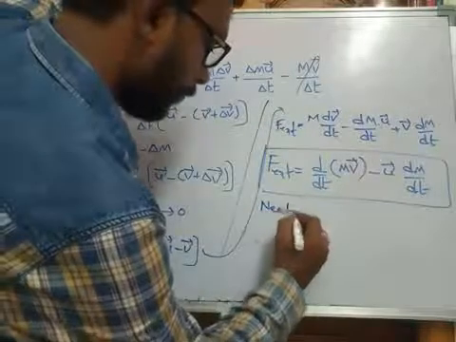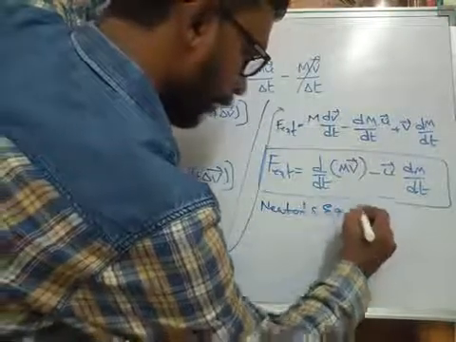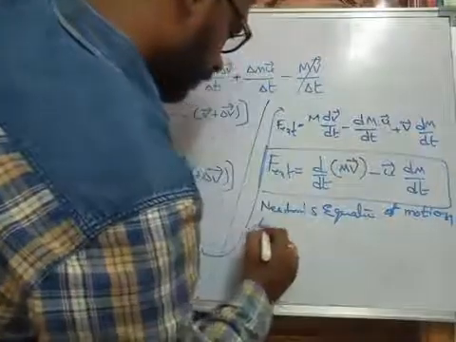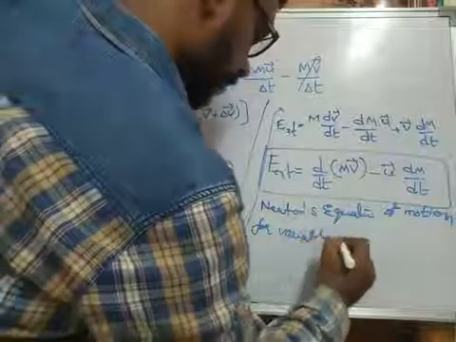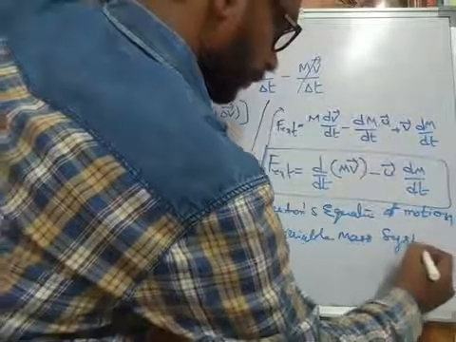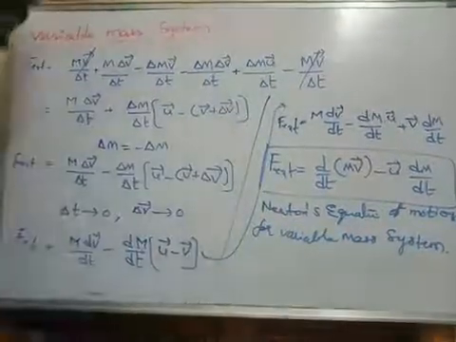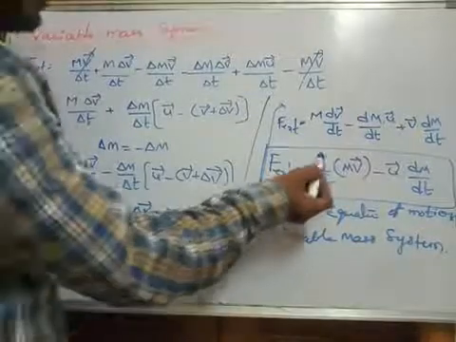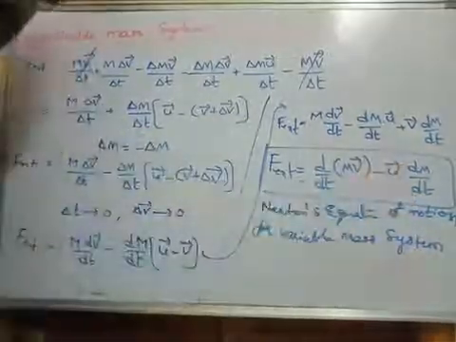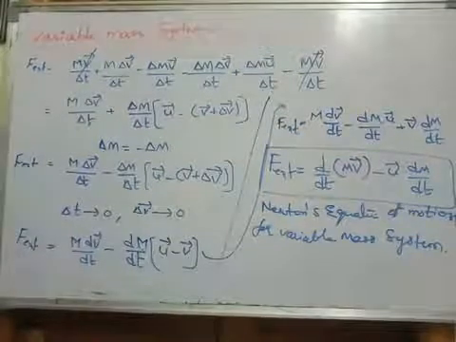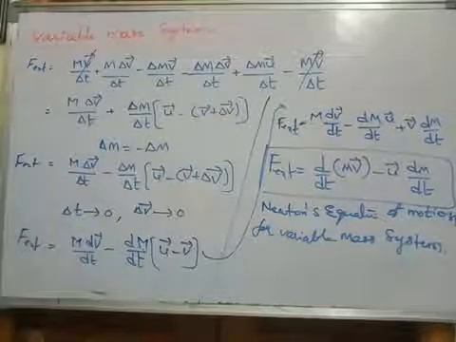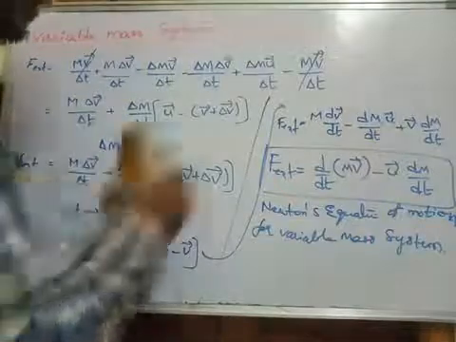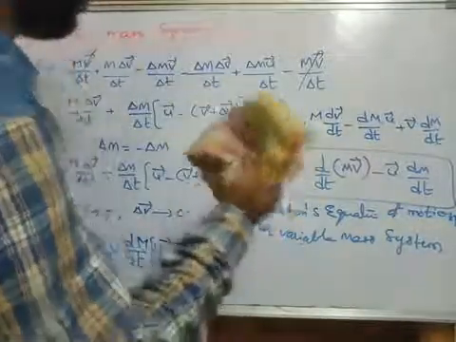Newton's equation of motion for variable mass system. This equation represents Newton's equation of motion for variable mass system: F external is equal to d by dt of m v bar, minus u bar into dm by dt. For example, suppose the mass of the system is constant. Now let us see whether it satisfies Newton's second law or not.